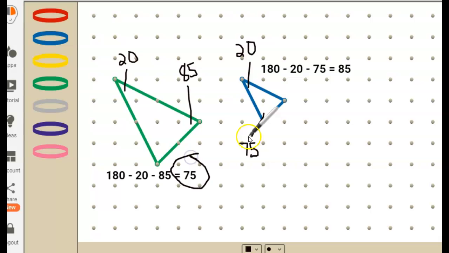And if you notice the 75 is the same thing as there. And then if you did 180 minus 20, which is up there, and the 75, we get 85. So this is 85. And then we said this was 75. And then you can see that these angles are all the same. So therefore, it's congruent, or similar.